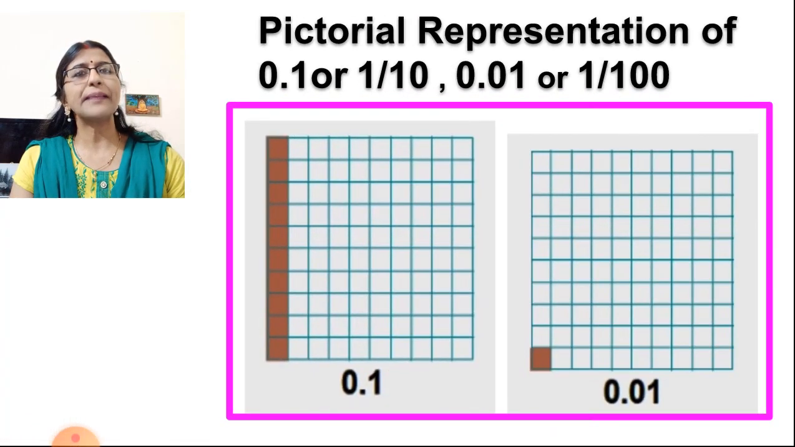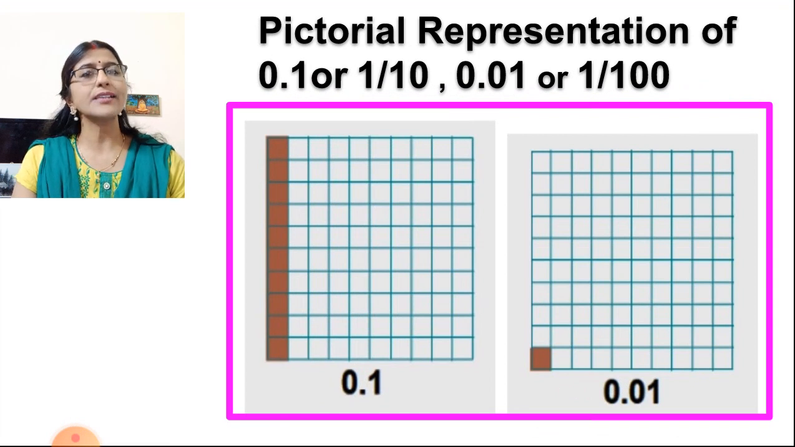Now next is the pictorial representation of 0.1 or 1 upon 10, and the next one is 0.01 or 1 upon 100. Here you can see a whole square is shown, and it is divided vertically into 10 parts, and one part is shaded. So this shows that it is 1 upon 10. And if you convert 1 upon 10 into decimal form, you will get 0.1.